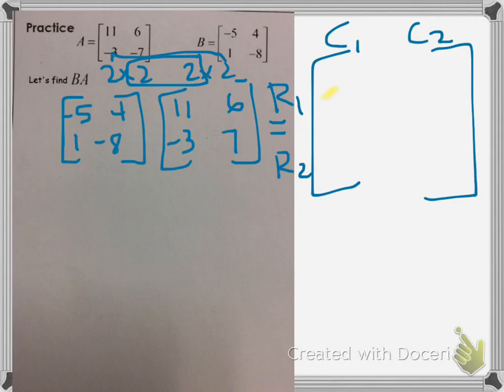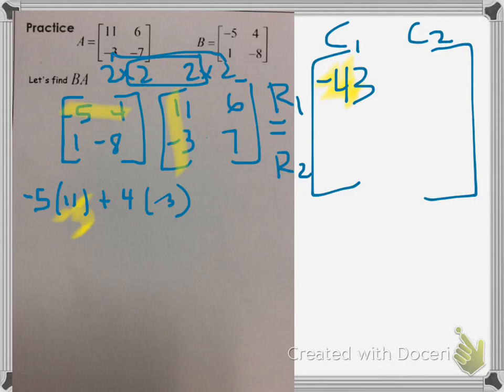So the first position right here comes from row 1 and column 1. So row 1 and column 1, when I do this, I'm going to have negative 5 times 11 plus 4 times negative 3. Because again, I did row 1 times column 1. And then I'm just going to punch those numbers in my calculator. And when I do that, I get negative 43 for that first number right there.